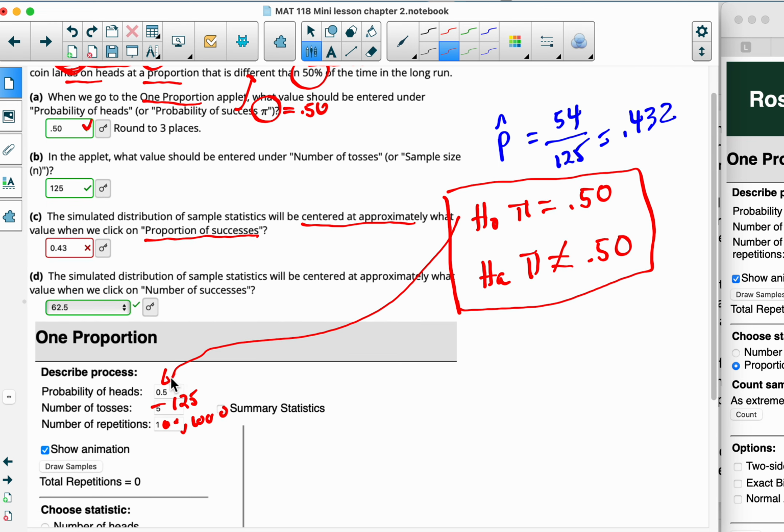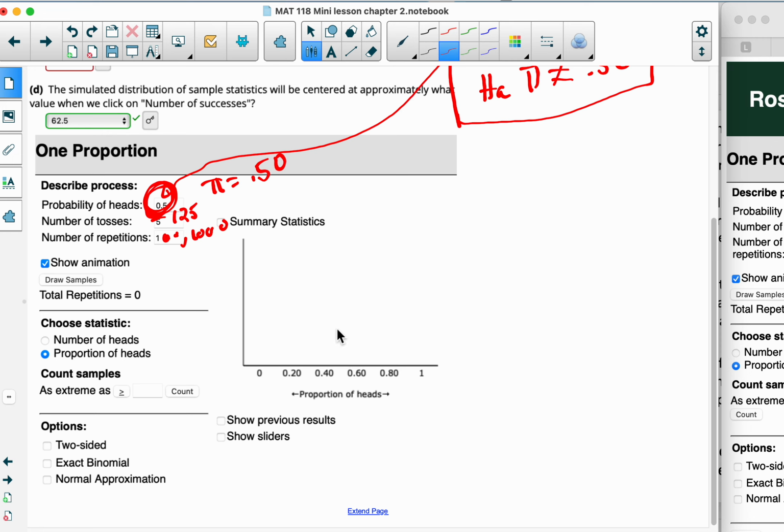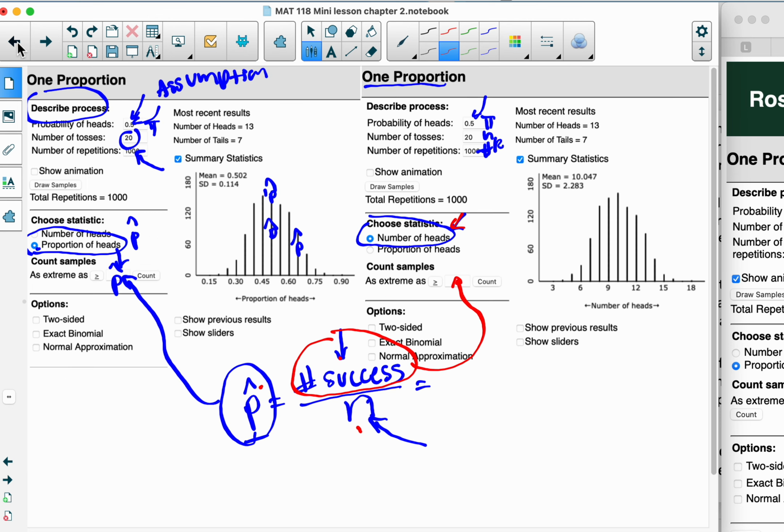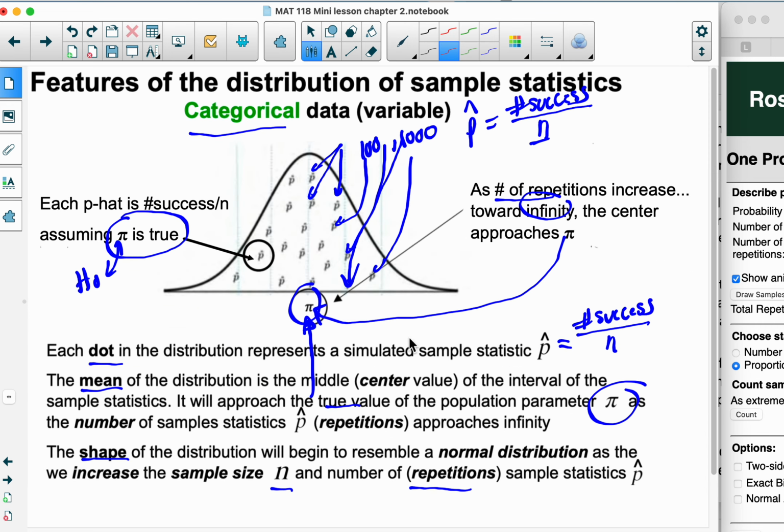Well, we have told it we want to generate a distribution assuming that pi is equal to 0.5. So when we generate the distribution, it's going to have a center approximately equal to pi. Remember, on this prior page, it's going to approach the pi value at the center.